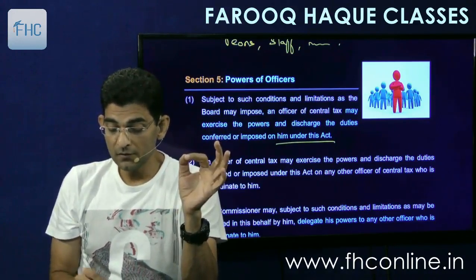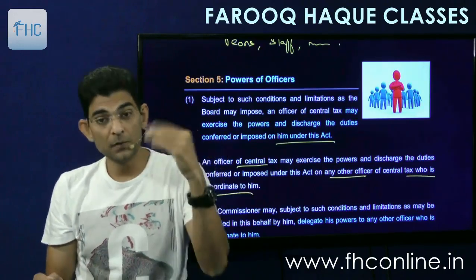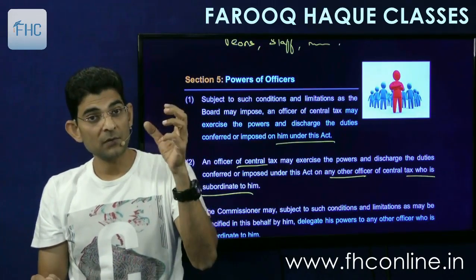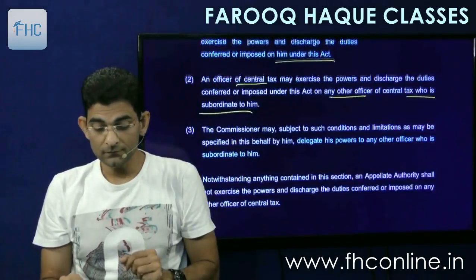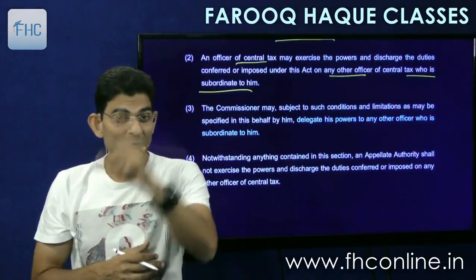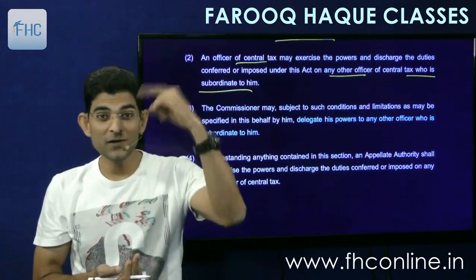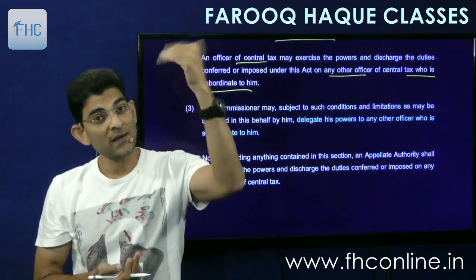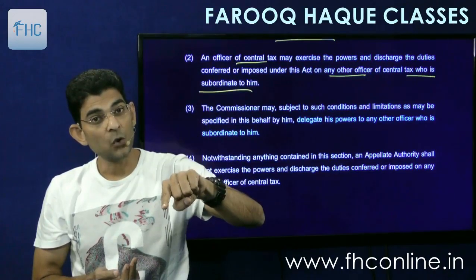Similarly, an officer of central tax may exercise the powers and discharge the duties conferred or imposed under the Act on any other officer of central tax who is subordinate to him. Meaning a superior officer always has the powers of a subordinate authority. Like the Chief Commissioner can do everything which the Commissioner can do, but the Commissioner cannot do what the Chief Commissioner can do. The lower ranked officer cannot do the work assigned to the higher rank officer, but the higher rank officer automatically has the powers of lower ranked officers.